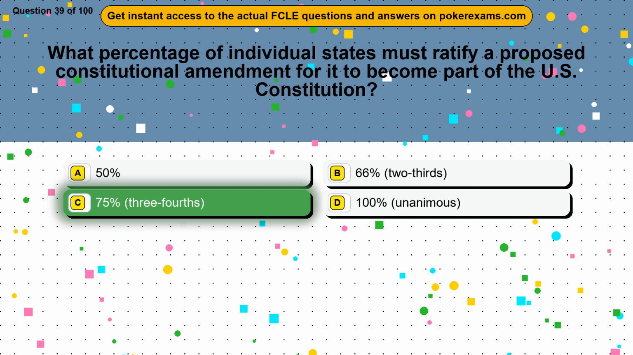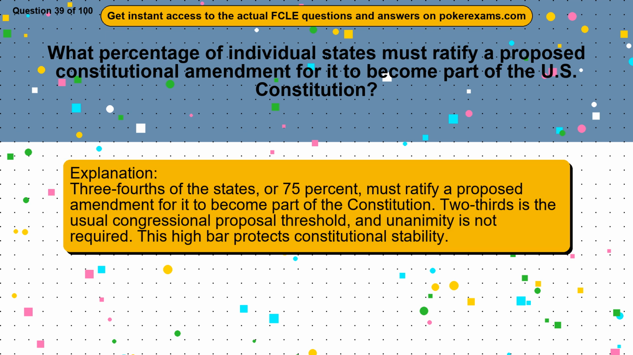75%, 3/4. 3/4 of the states, or 75%, must ratify a proposed amendment for it to become part of the Constitution. 2/3 is the usual congressional proposal threshold, and unanimity is not required. This high bar protects constitutional stability.